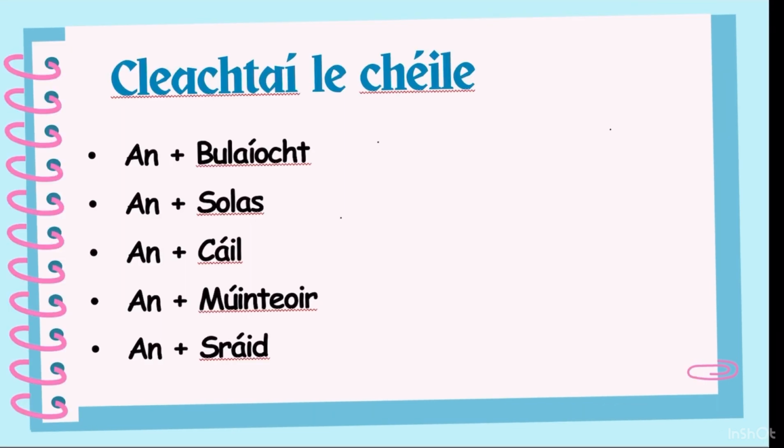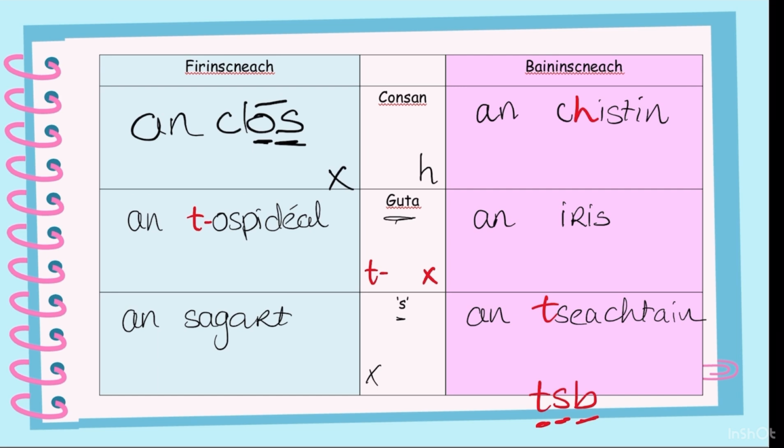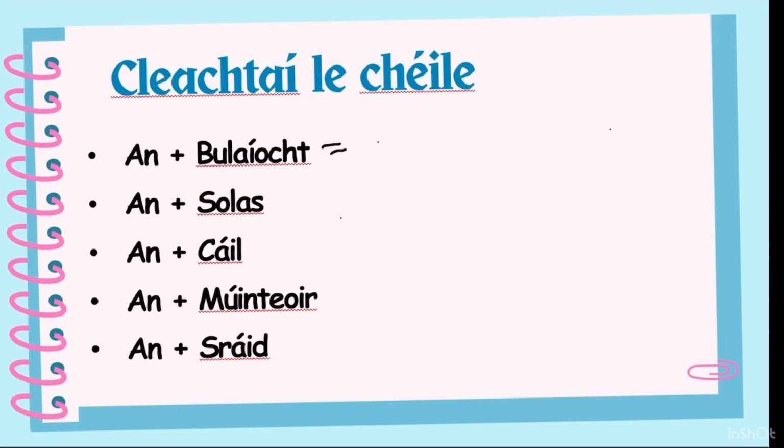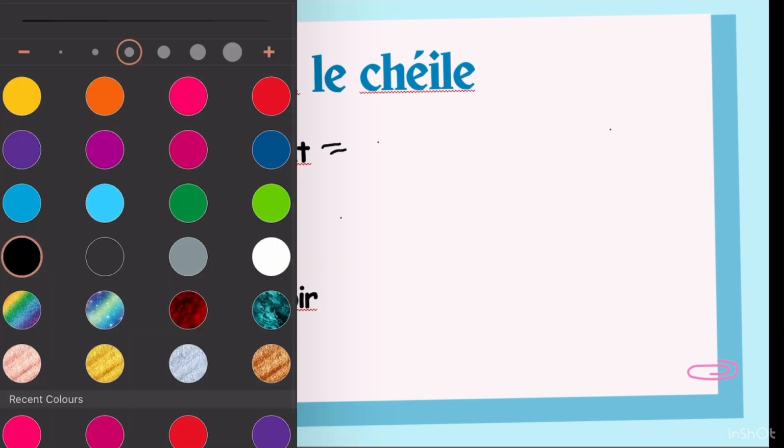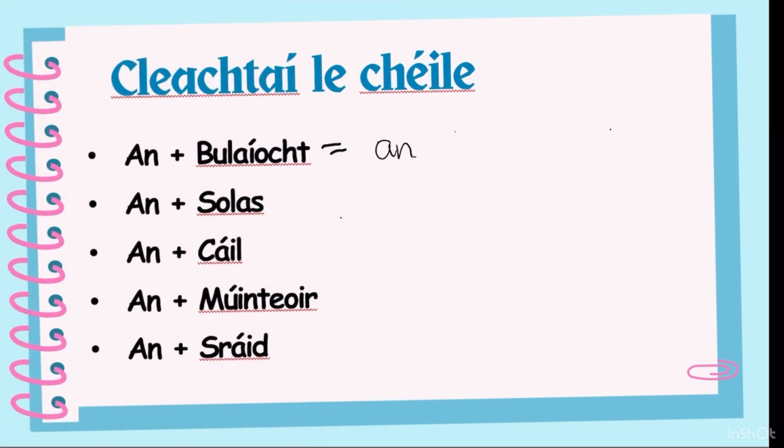So for an bullaíocht, you're going to go through the endings. So does bullaíocht end with og? No. Does it end with lán? No. Does it end with acht or íocht? Yes. And that's one of my feminine endings. So bullaíocht is feminine. It's baininscneach, right? So if I go back up here to my table, bullaíocht, does it begin with a consonant, a gutsa, or an S? It begins with a consonant. So I should be putting in a H. Can I put in a H with an bullaíocht? Yes, I can. So an bullaíocht becomes an bhullaíocht.